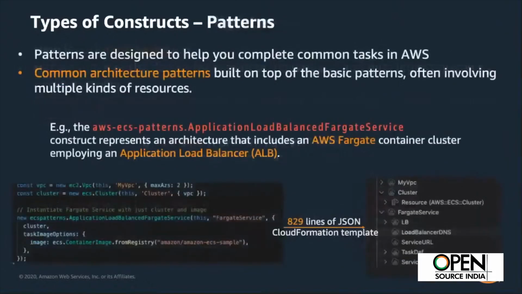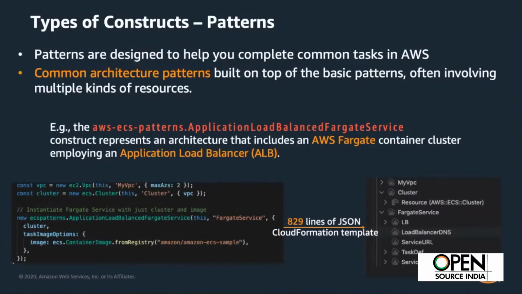The third one is definitely patterns, where there are a few patterns that we normally see customers using in the AWS cloud. Here I've given an example of ECS, which is one of our orchestration services for containers. But here I've given an example of how you can use a load balancer with Fargate as a service, which is a common pattern that we see, and it will create all the necessary items around it.